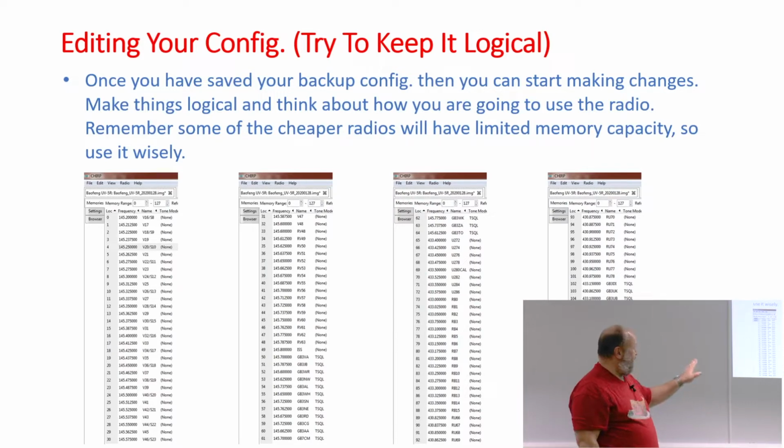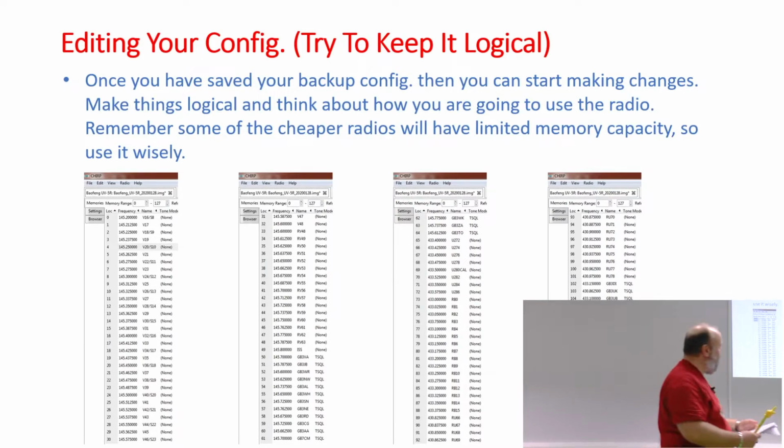Not a particularly great screen grab of my radio, but just so that you can try and understand it. The way I did mine, I had 128 memory channels to use. Obviously it's capable of UHF and VHF, so I split it: the first 64 channels are all going to be VHF, the second 64 channels are going to be UHF.